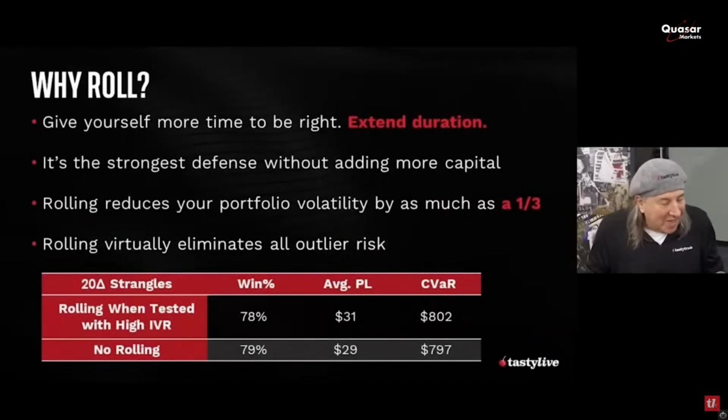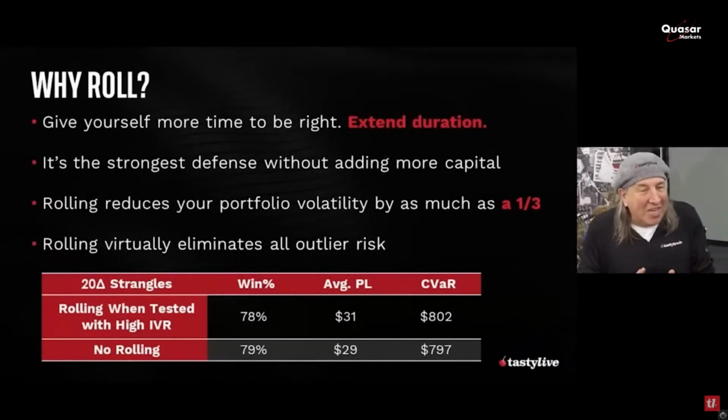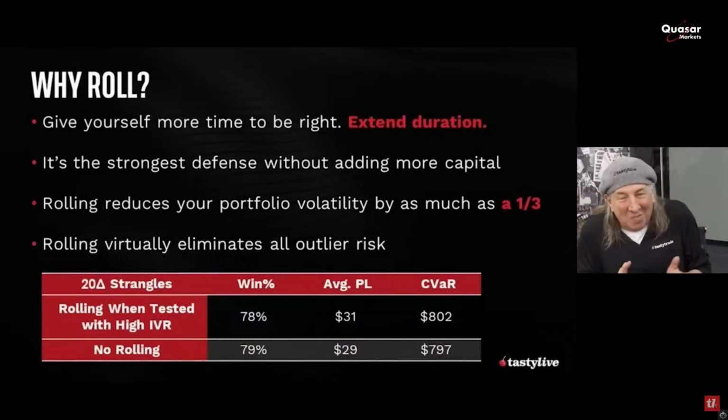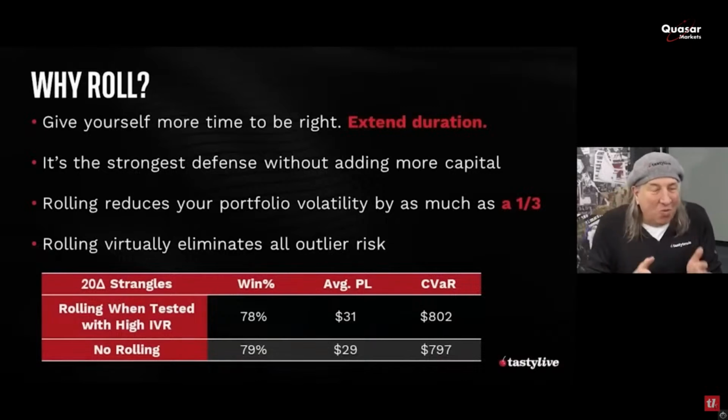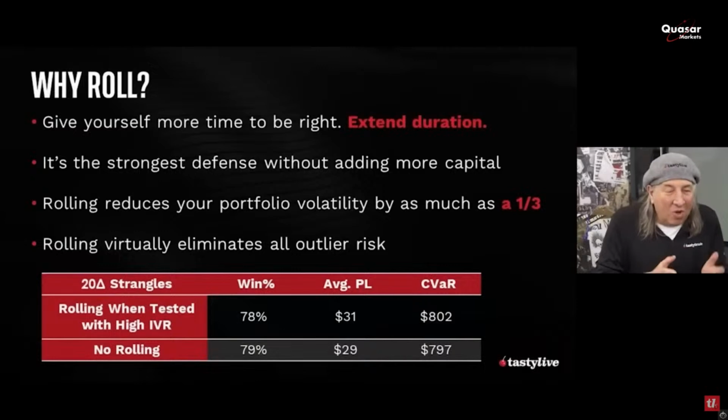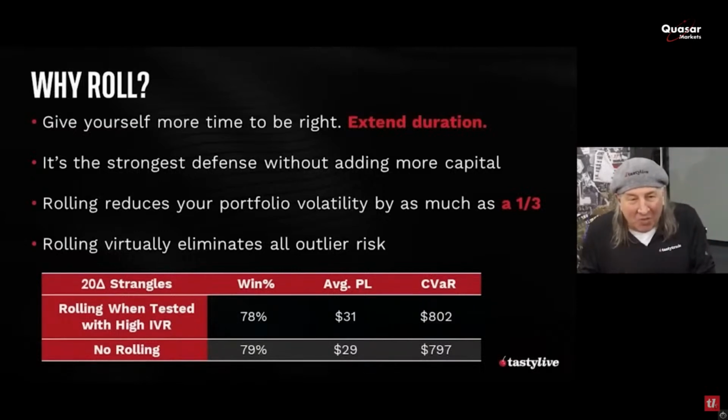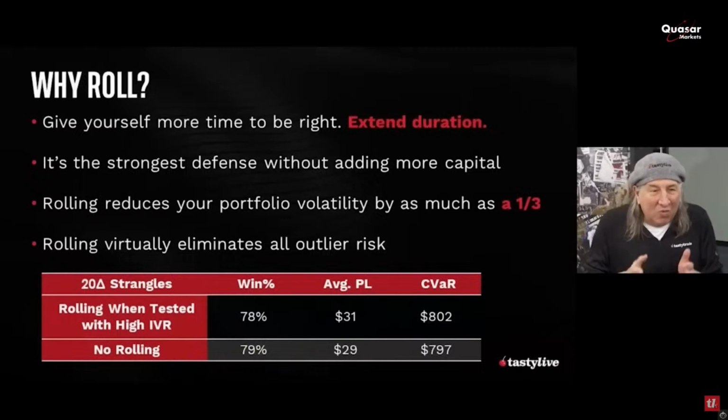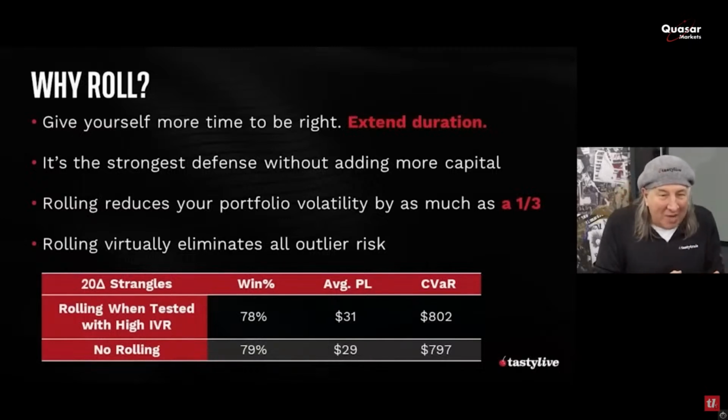So the next piece I wrote was about why roll. Give yourself time to be right. That's why we roll. We extend duration. We're always right, but sometimes we're super early, like years, days, months, weeks, whatever it is. But you roll because you give yourself time to be right. We call that extending duration. Rolling is the strongest defense without adding more capital to a position. Rolling reduces your risk, buys time, and doesn't require that you add more capital.